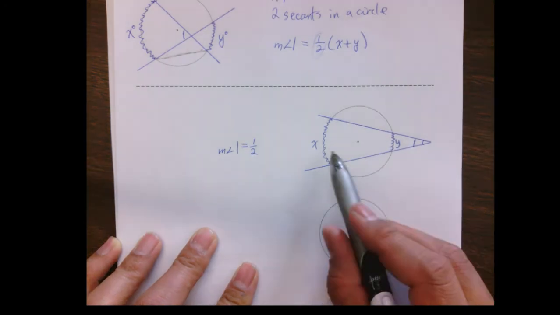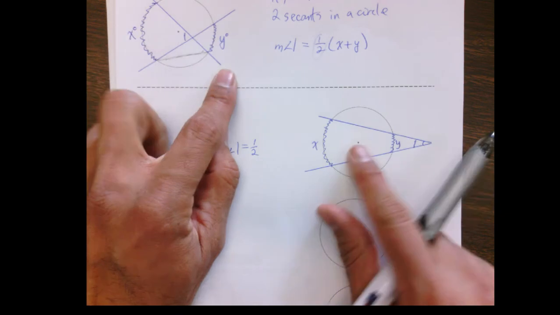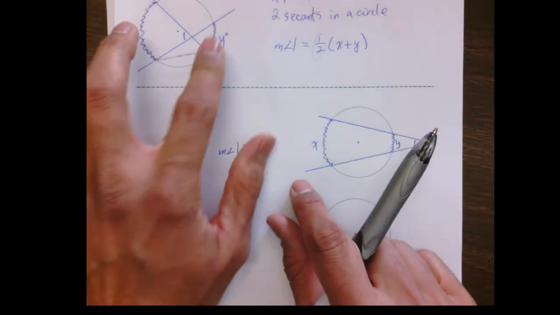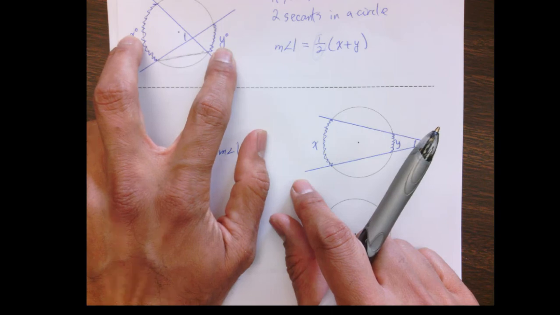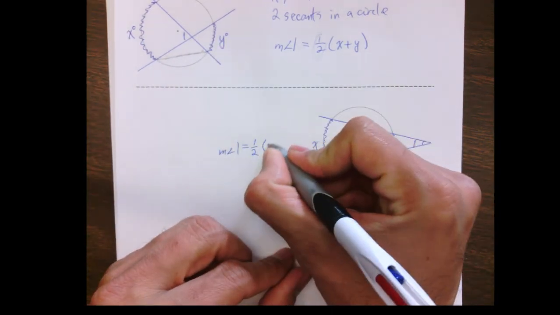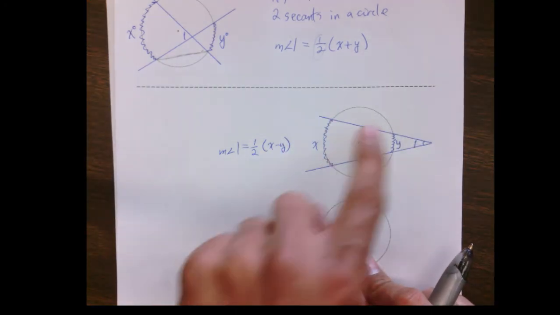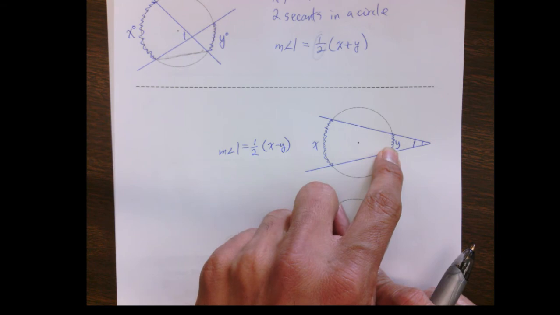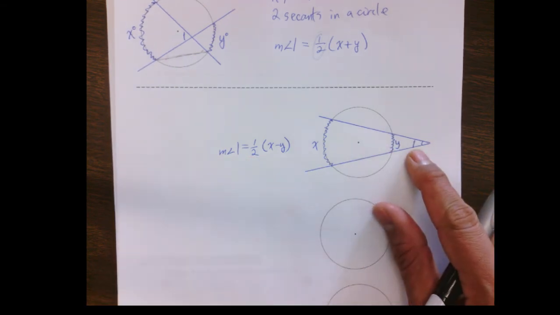And it's actually, this time, up here we added up the arcs, but now we moved outside the circle, and we're going to subtract the arcs. So here it's x minus y. So this outer arc minus the inner arc, divide that by 2, then you'll get the measure of angle 1.